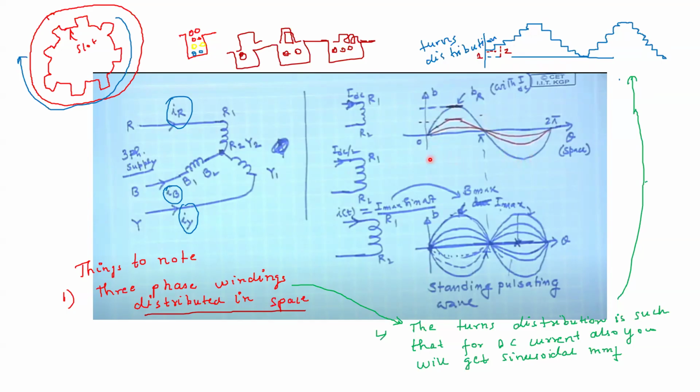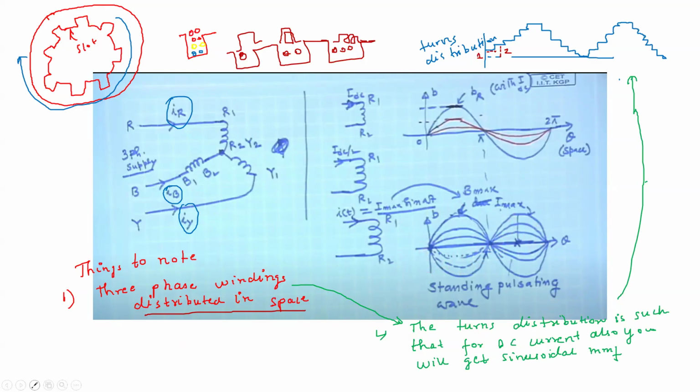Here what sir wants to say is that suppose instead of DC you give AC, let us say in the R phase you are giving AC, then what will happen? Corresponding to I max, you will first get this maximum of MMF flux. Then if I max becomes half, you will again get this distribution like this. If you make I max smaller again, it will become small. And if you make I max negative, it will change its direction. It will become negative here, it will become positive here. This is called pulsating.